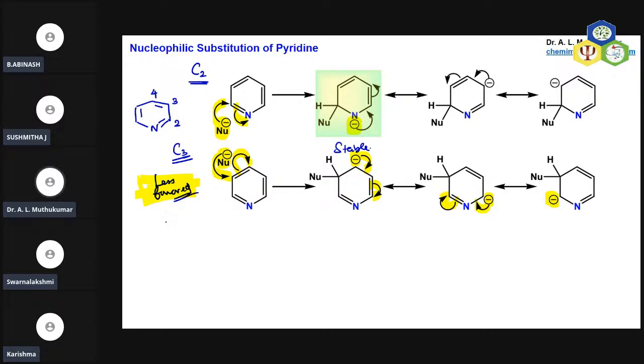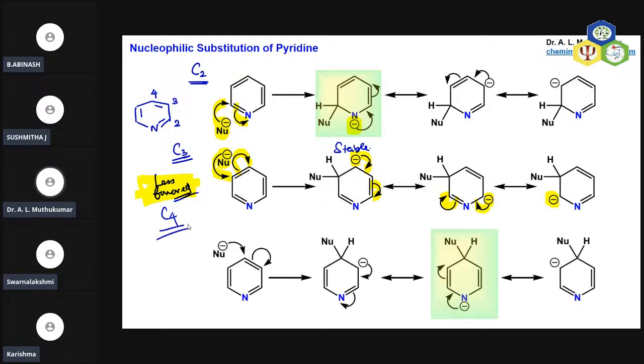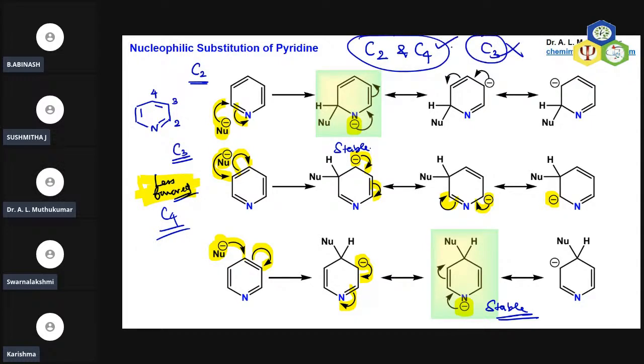Okay. What about the final possibility, that is C4 position attack. If the attack is taking place at C4 position, initially this electron will be moving here. And as a result, the electron will be coming here at the C3 position. Now this electron will be shifting towards this carbon-carbon single bond. This pi bond electron is moving towards a nitrogen atom. And in this case also, a negative charge is generated on nitrogen atom. So this resonating form is stable. That means nucleophilic attack on pyridine will be taking place at C2 position and C4 position. Both are possible, but C3 position attack is not possible. So that is a conclusion.